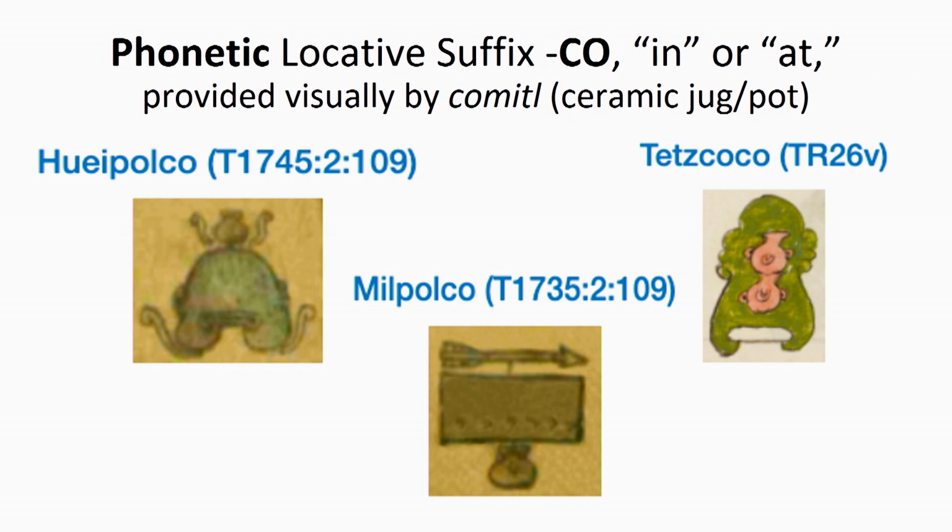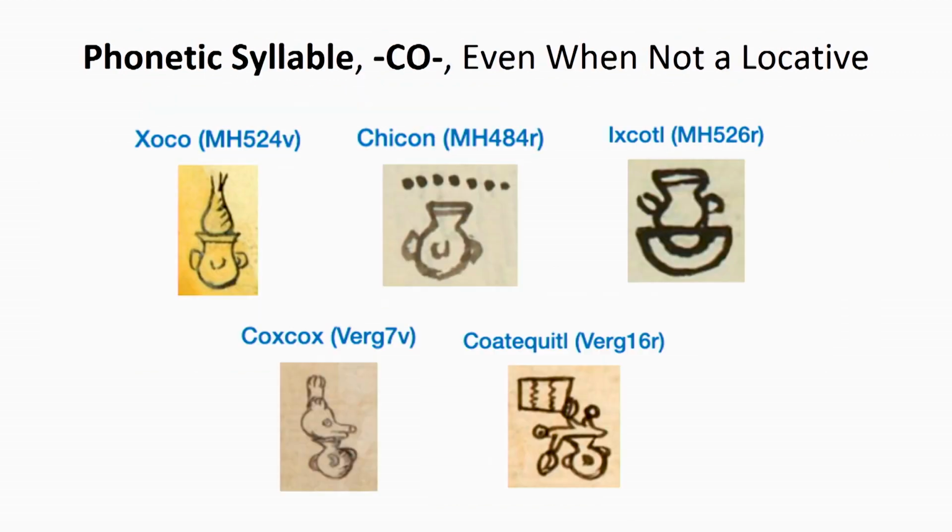These are puzzles. So there are locative suffixes on a lot of place names, and this ko is an example. Ko from komit, again, for the ceramic jug or pot. And so you can see it appearing in all of these examples, and it's all to say in or at, the place of. So that's a phonetic syllable, if you will, in a longer word.